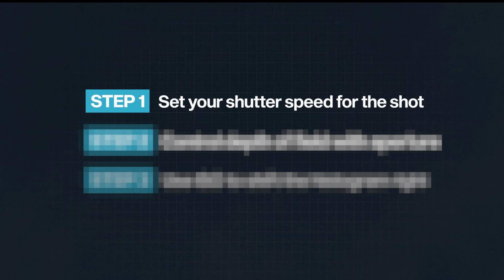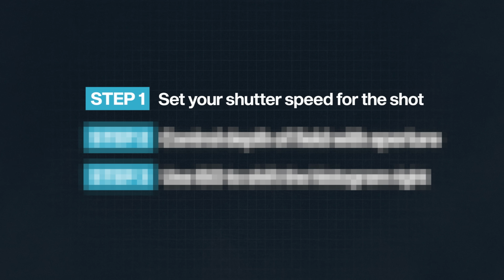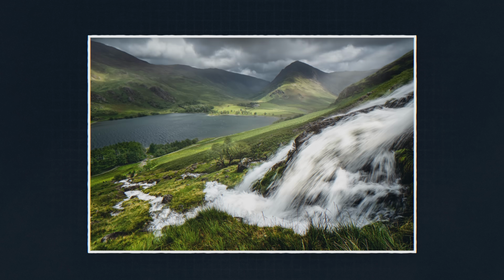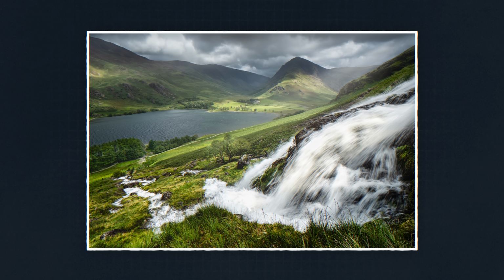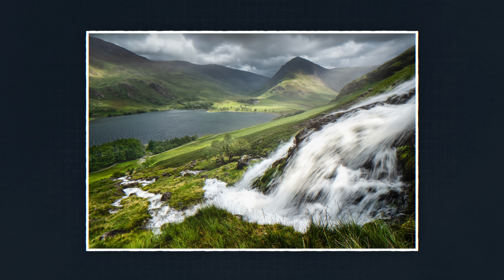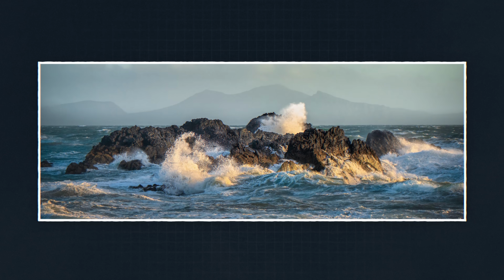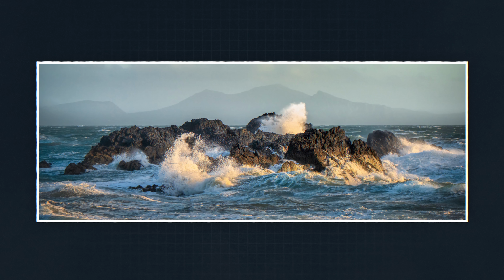So step one is to set the shutter speed for the shot, for the end result that you want to achieve. If you're shooting a waterfall and you want that silky blurred look, then you might need an exposure of a second or 2 seconds or 3 seconds. If you're shooting waves crashing against rocks and you want every single drop of that water, of that energy that's crushing against these rocks, you want it frozen and sharp, then you're going to need to use a much faster shutter speed. So set the shutter speed for the photo that you want to create.